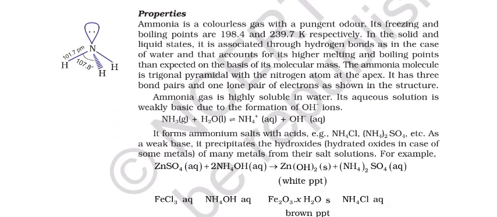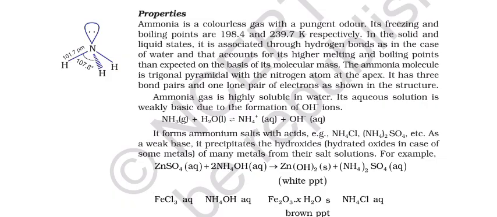Properties. Ammonia is a colorless gas with a pungent odor. Its freezing and boiling points are 198.4 and 239.7 K respectively. In the solid and liquid state, it is associated through hydrogen bonds as in the case of water, and that accounts for its higher melting and boiling points than expected on the basis of its molecular mass. The ammonia molecule is trigonal pyramidal with the nitrogen atom at the apex. It has 3 bond pairs and 1 lone pair of electrons as shown in the structure.